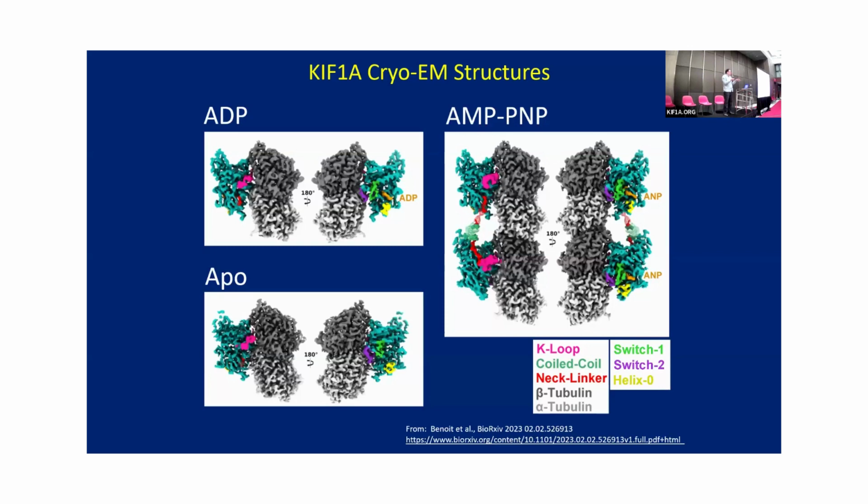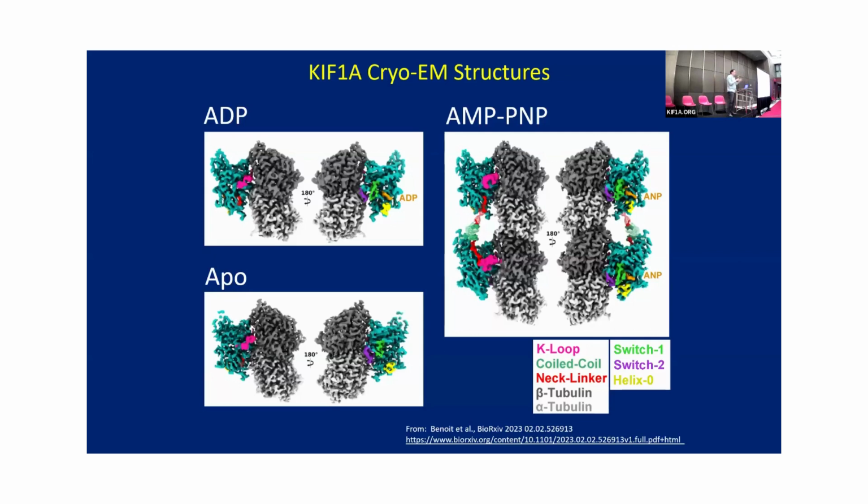We use the dimer molecule, and when we use ADP or APO, we get only one of the heads bound. So you can imagine this is a state when one of the feet is bound to the microtubule and the other is free to move to find the other position. While in the other case is the case when both heads are bound to the microtubule.